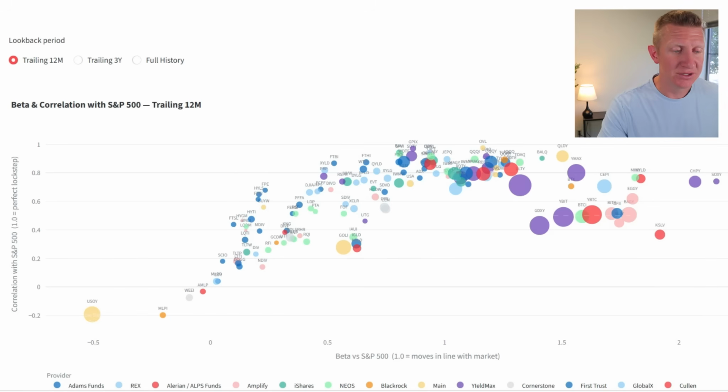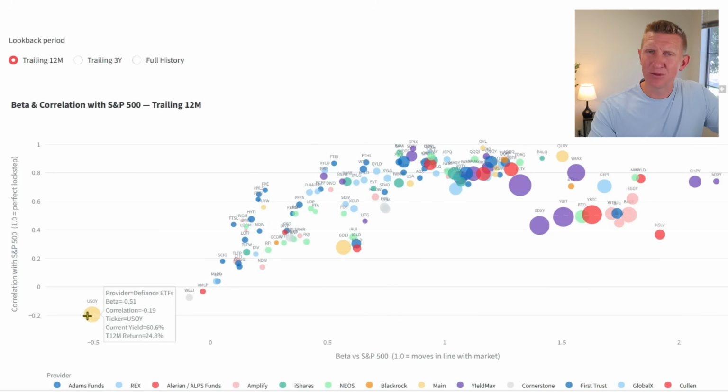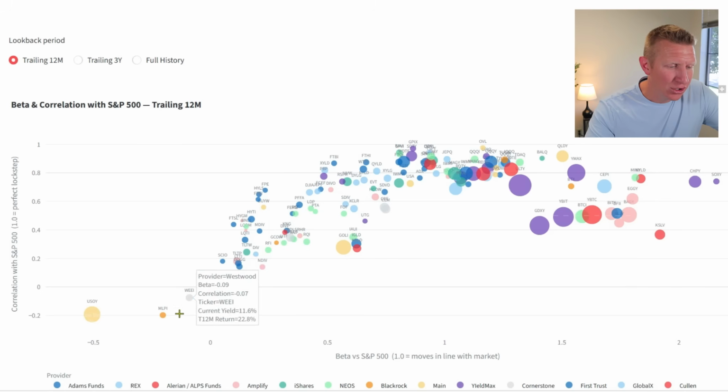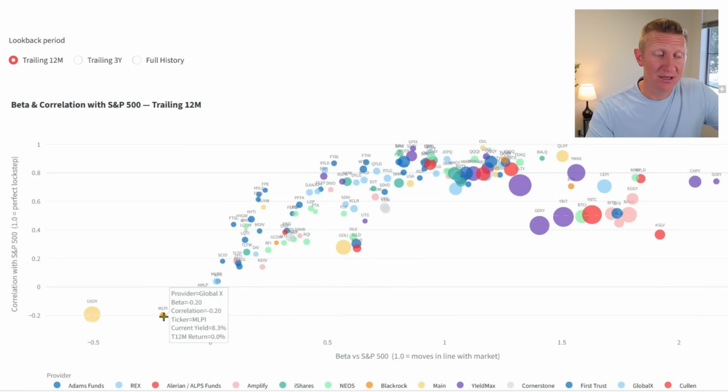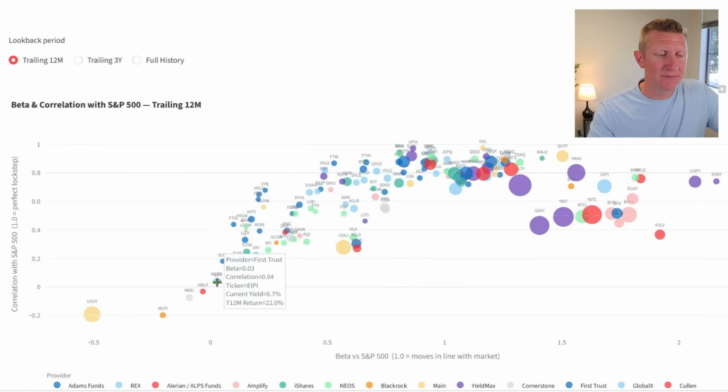So if you see stuff up here, you really like to see around 0 on the beta, which is great, and maybe even 0 with the correlation. So you've got USOY, which makes sense, right? That's oil. You've also got MLPI, which can be a very unique thing too. It has an 8% yield, really not aligned at all with the S&P 500. You've also got AMLP here with a really low beta and a really low correlation. Then you've got MLPD, and you've also got EIPI from First Trust.